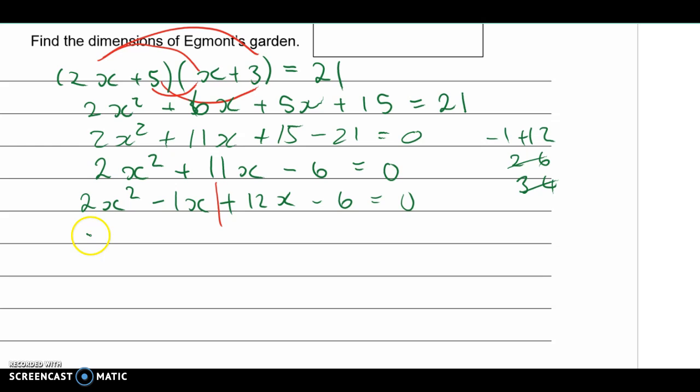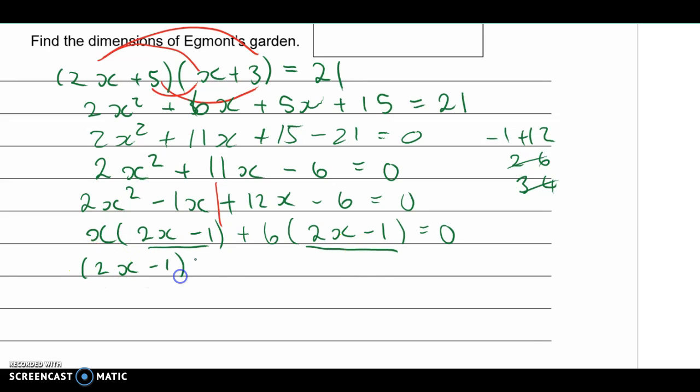So what is a common factor here is x, and I'm left with 2x minus 1. And in here, a common factor is 6. So that'll give me 2x minus 1. And now I've got a common bracket that I can factorize out, and I'm left with x plus 6.